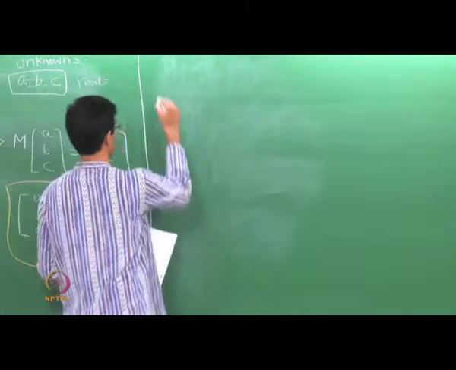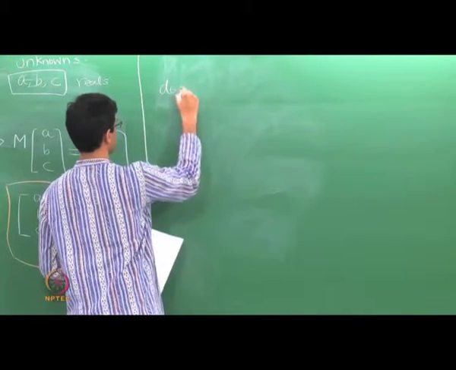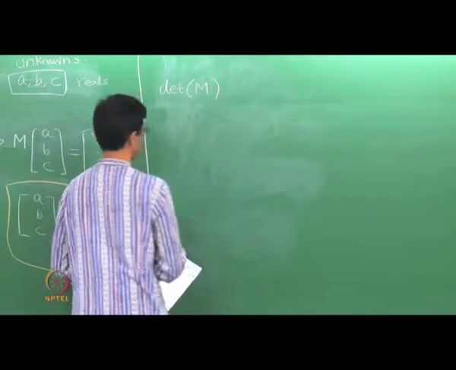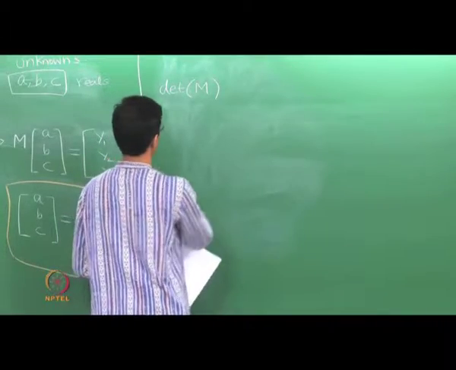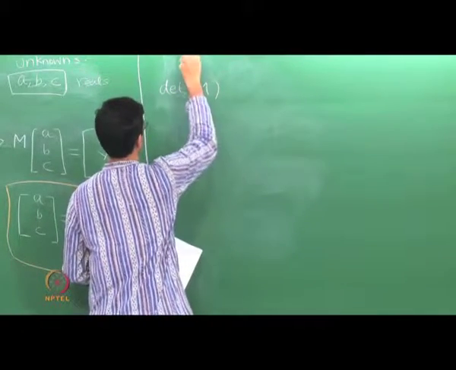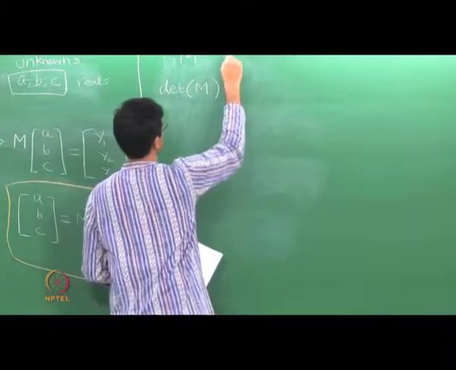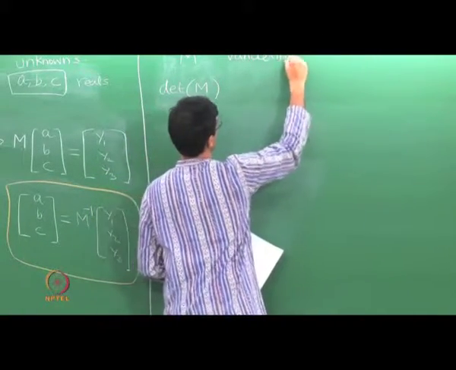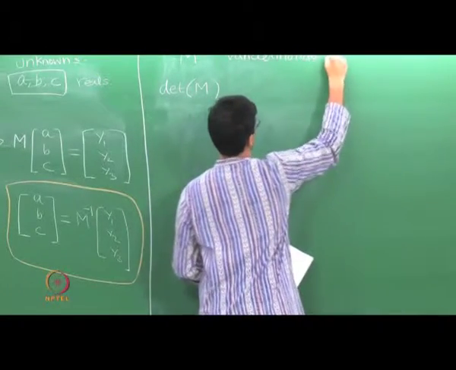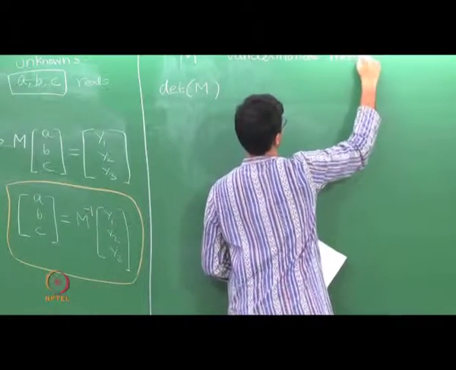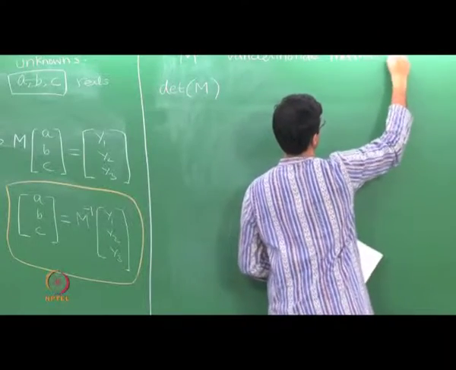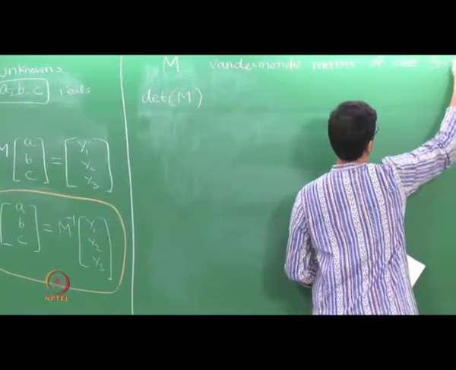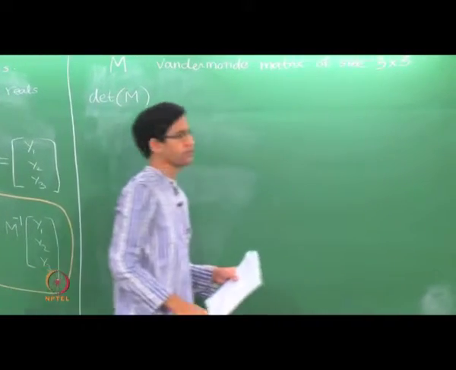So for a start, what we will need as before is the determinant of this matrix M. Now, this particular matrix M, which has this very particular form, 1, x1, x1 squared and so on, has a name. It's a very special matrix. It's called the Vandermonde matrix, of size 3 cross 3.